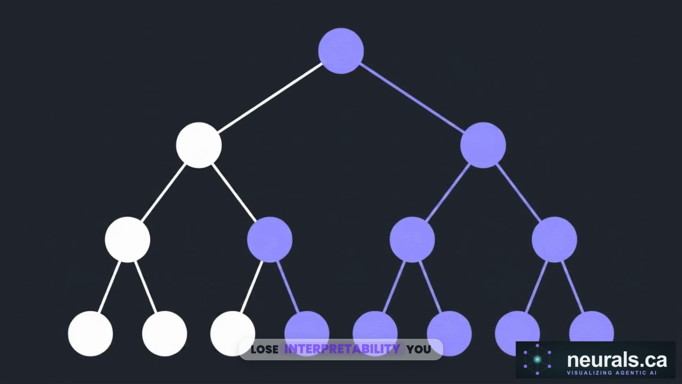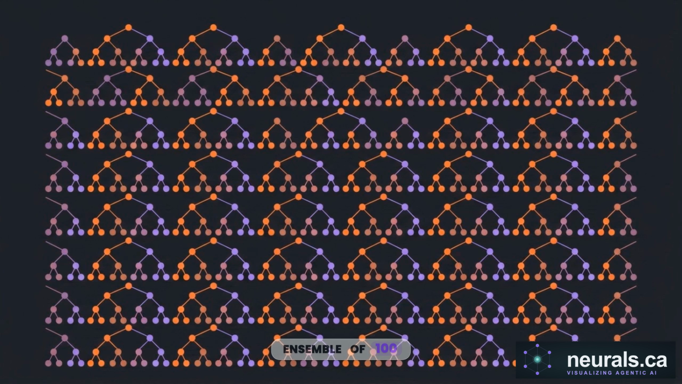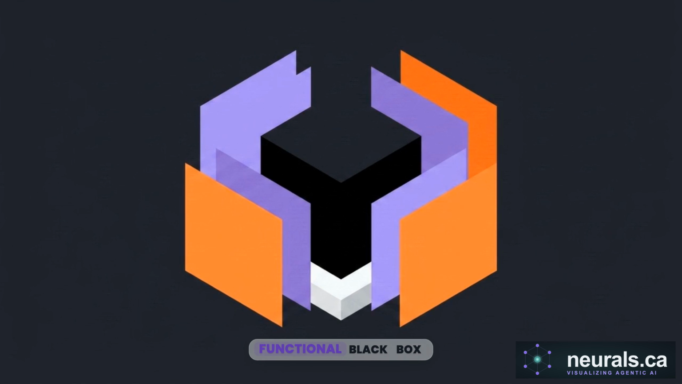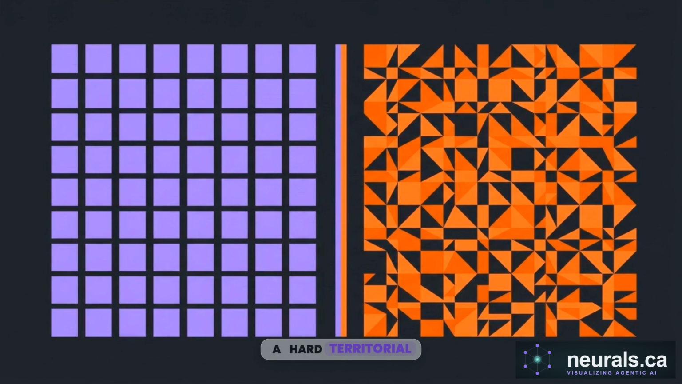You also lose interpretability. You are replacing a single mutable decision tree with an ensemble of 100 highly specific interacting trees, creating a functional black box where the exact logic is hidden from view. And finally, there is a hard territorial boundary. If you are dealing with unstructured data, like raw pixels, text documents, or audio waveforms, XGBoost is the completely wrong tool for the job.